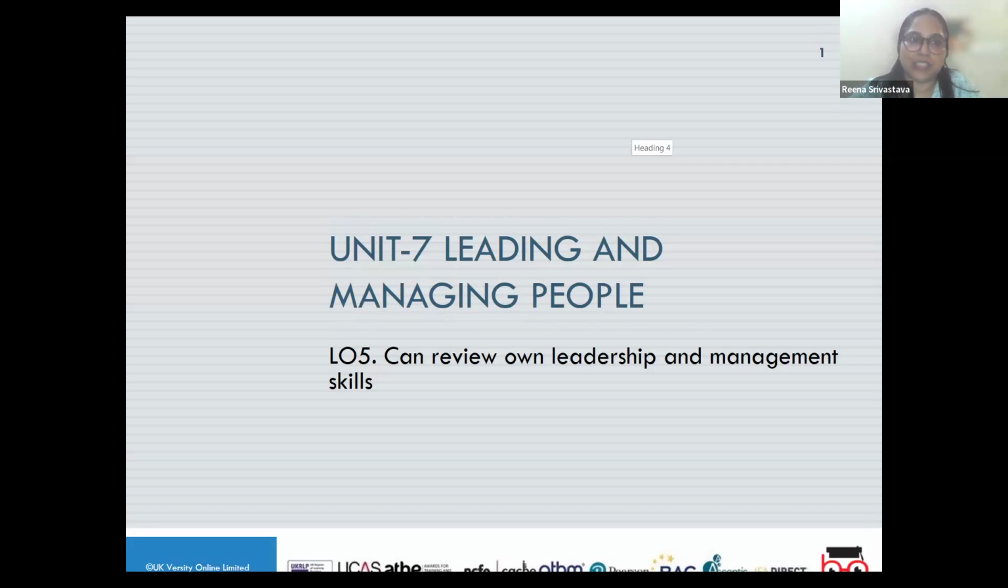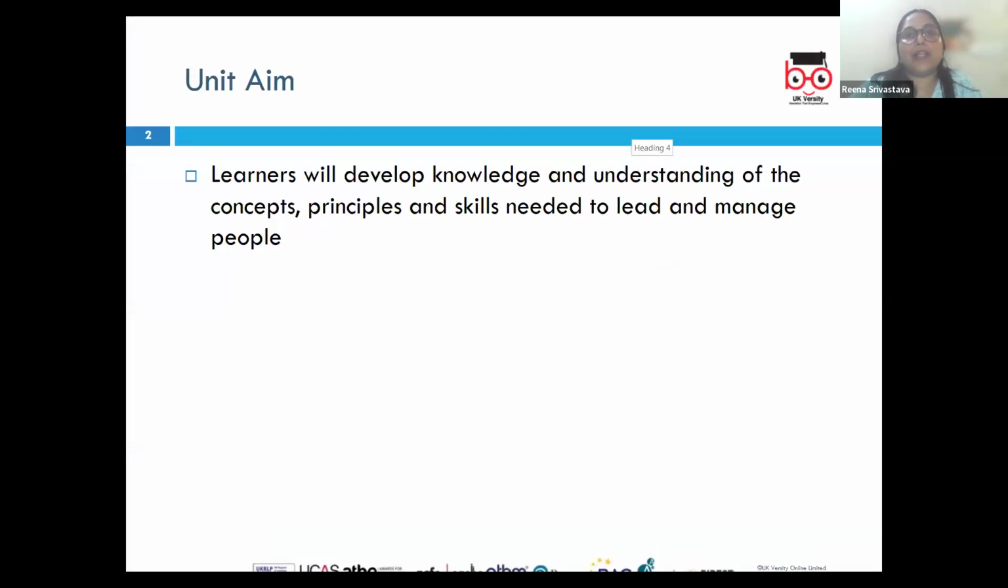Today we are working to develop an understanding of how you can review your own leadership and management skills. The central idea of this unit is to help you develop an understanding of the importance of reviewing your own leadership and management skills. It is a critical process for personal and professional growth.